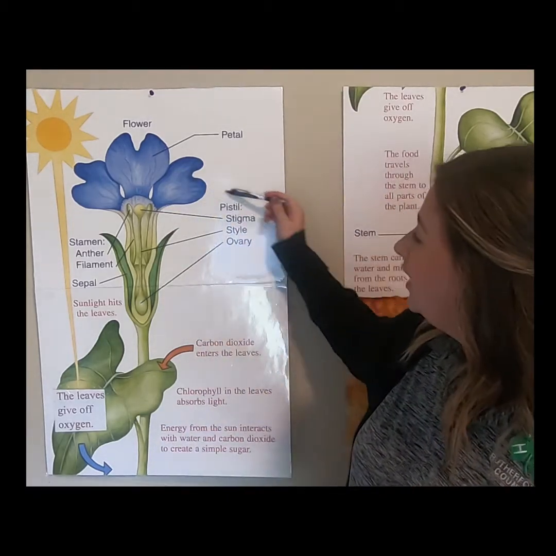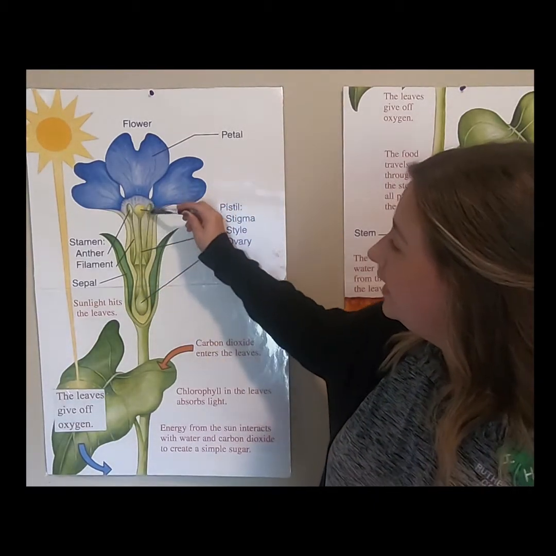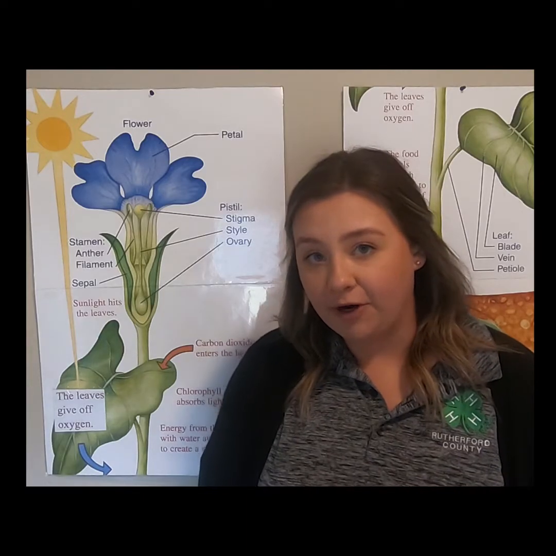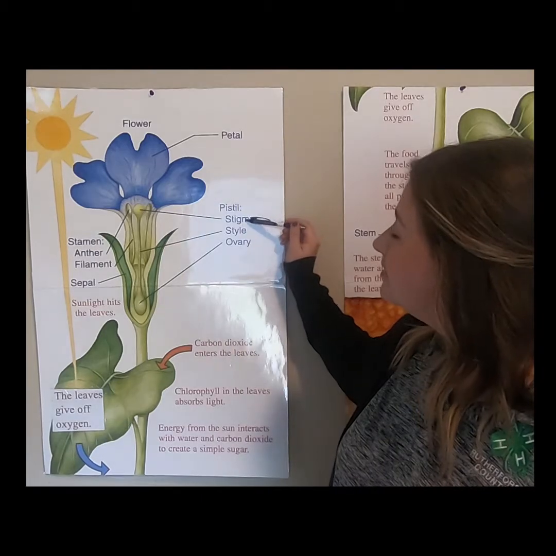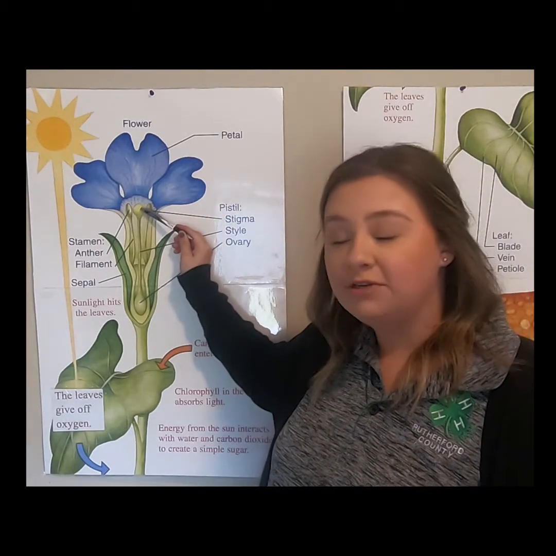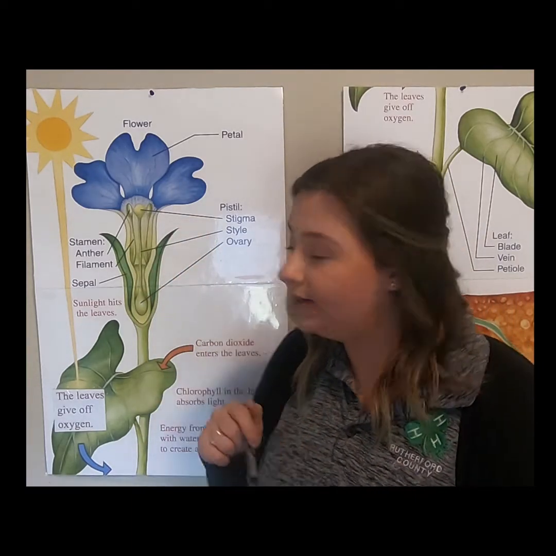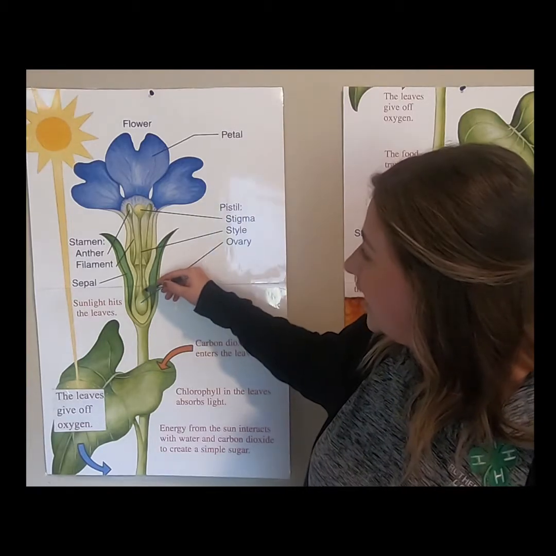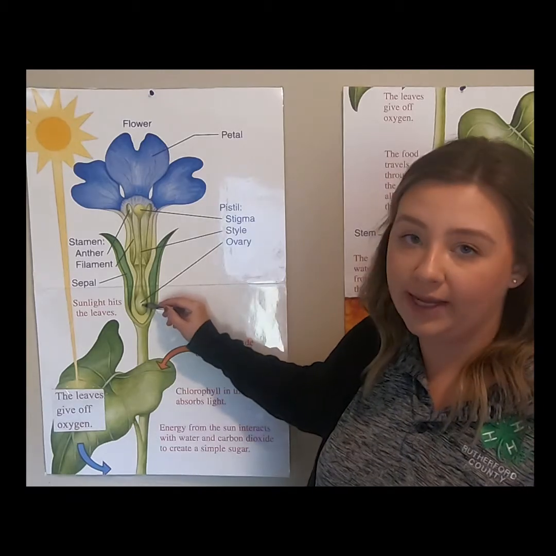Moving down from the petal, I'm going to start over here with the pistil. So the pistil is this whole part right here, and the pistil is the female part of a flower. The pistil includes the stigma, the style, and the ovary. The stigma is this part at the top, which is often really sticky because it's what grabs onto the pollen when it's being pollinated. The stigma is held up by the style, which connects down to the ovary. The ovary is what produces the ovules, which are the eggs needed to help a plant create more plants.